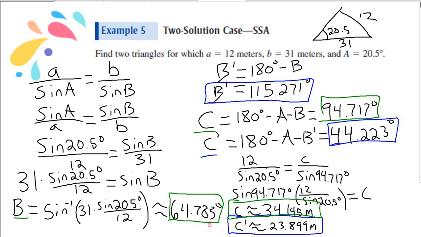Which is again why we can't use this for congruency to say that two triangles are equal, because they're not necessarily equal. We have two triangles that would work for this side-side-angle case. Questions on that? Alright. We're going to go ahead and stop there.